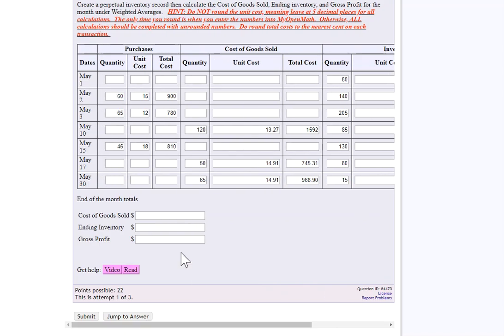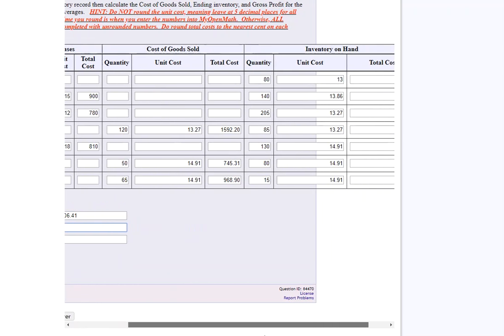Very last thing we have to do is calculate our cost of goods sold. The way we do that is we look at our total cost under cost of goods sold, and I'm going to add those three numbers together. Okay, now I noticed something when I went to re-add those cost of goods sold. I didn't put this at two decimal places, so I had a little mistake there. I'm going to go ahead and correct that and add the 20. So 1592.20 plus 745.31 plus 968.90 means my cost of goods sold should have been $3,006.41.